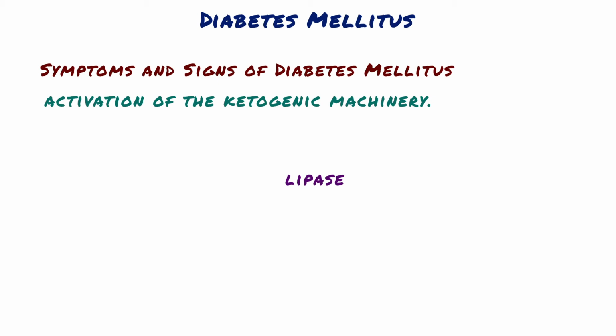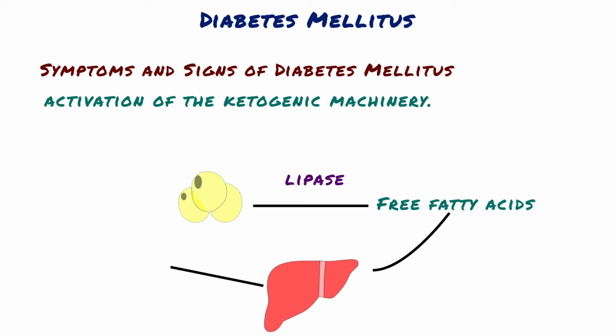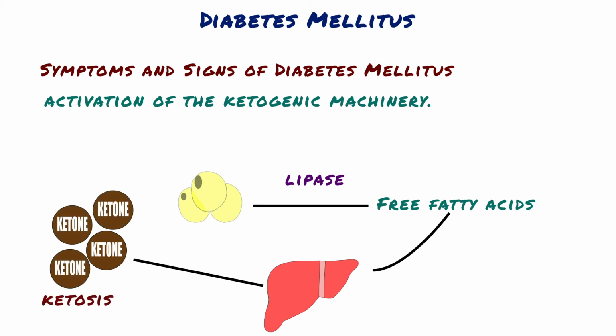Lipase provides the breakdown of adipose stores. Free fatty acids occur as a result of the breakdown of adipose stores. These free fatty acids are oxidized in the liver and ketones are formed. These ketones become a new energy source for cells. However, excessive ketone production can cause ketosis. In ketosis, blood becomes too acidic, which can damage the liver, kidneys, and brain.